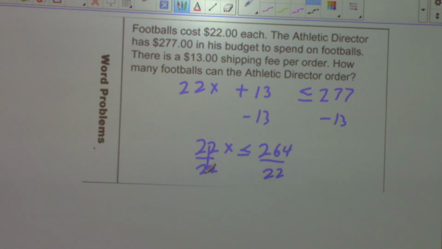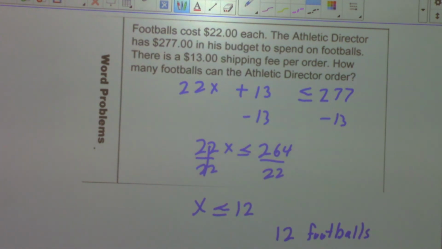So 12, right? So x is less than or equal to 12. So we will say our answer is going to be 12 footballs. But couldn't you know that it's equal to since it comes out evenly? Okay. Less than or equal to 12 footballs.